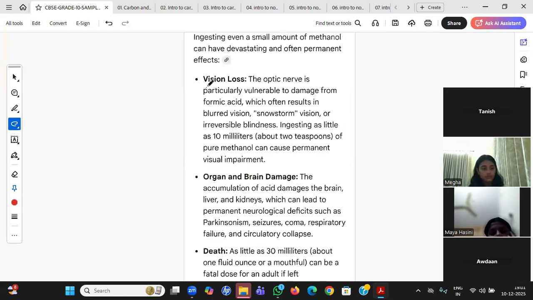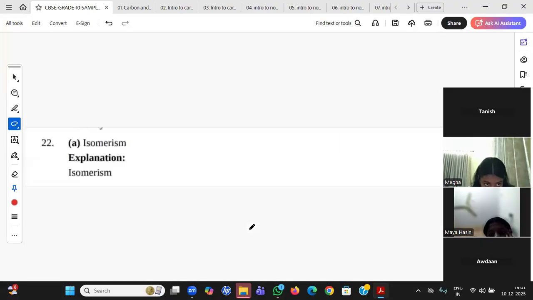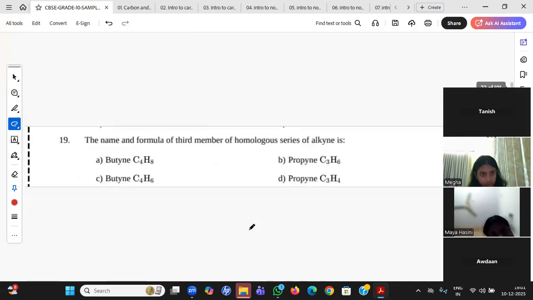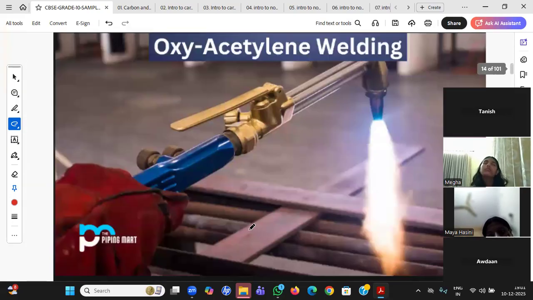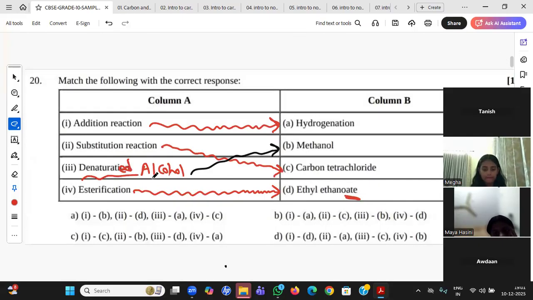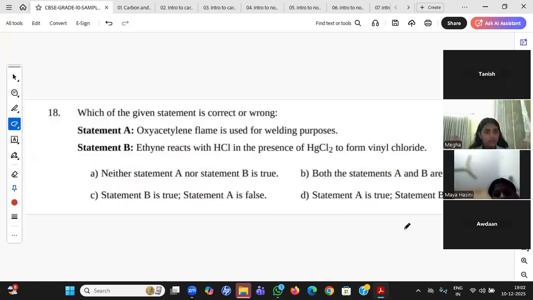I think last year one of the students asked me. That's the reason I have framed a few questions on this. They don't want that alcohol to be drunk by the people. To stop that, they are adding methanol. So that is what denaturated alcohol is. Alcohol is okay, you can consume, but they are denaturating it. They are making it unnatural to drink by adding methanol. Yes. Next question.